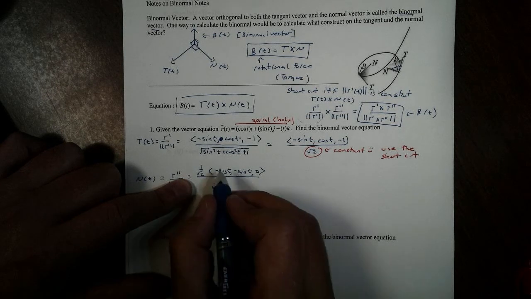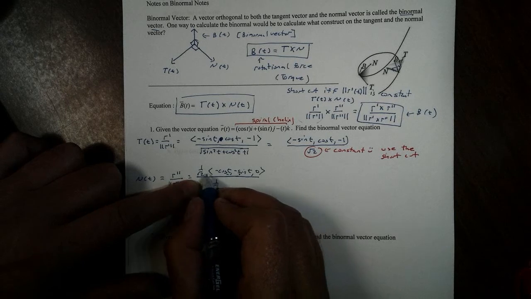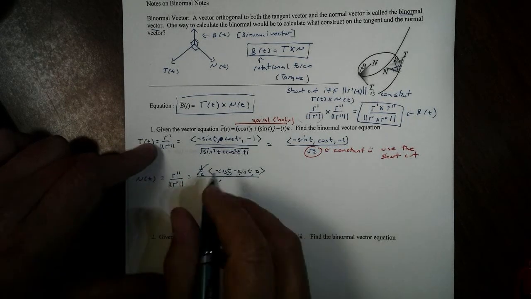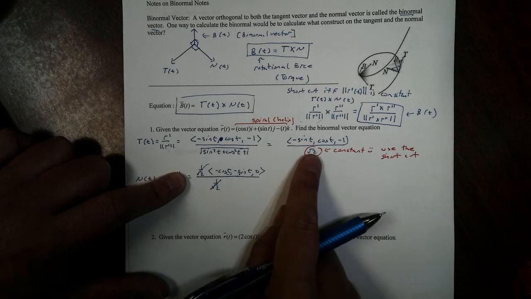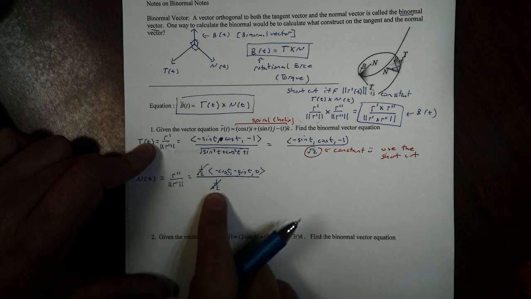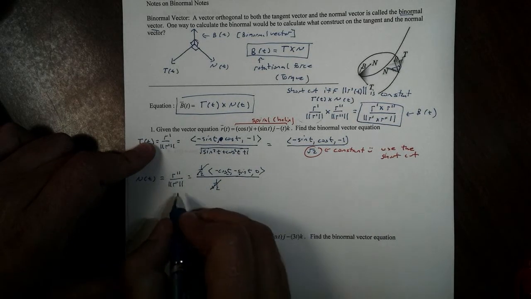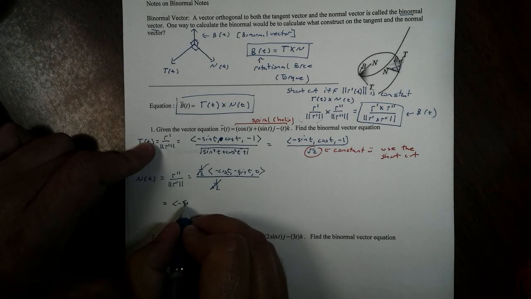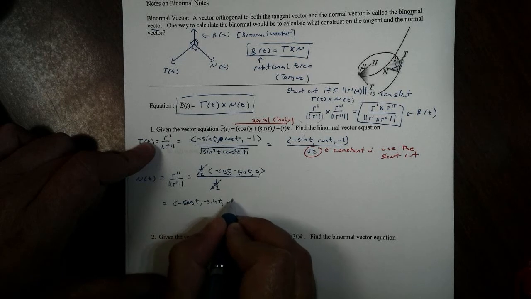Because this just becomes the square root of 1. And I still have that 1 over root 2 there, so those are just going to cancel. And that's what's nice about when this is a constant, this will always cancel. If this is not a constant, the magnitudes won't cancel, and that's when we can't use the shortcut. So what we wind up with is negative cosine of t, negative sine of t, 0.